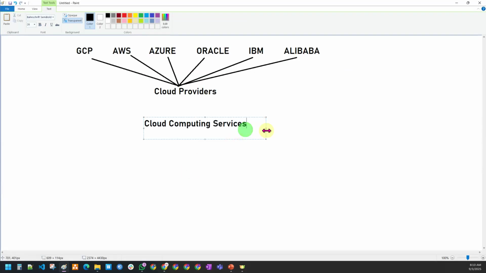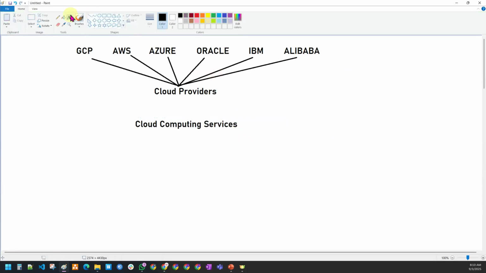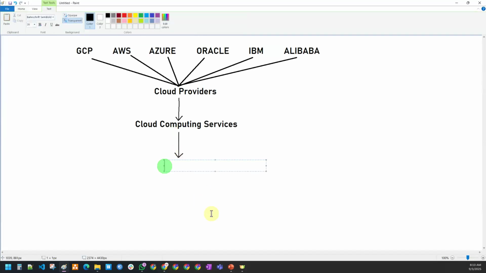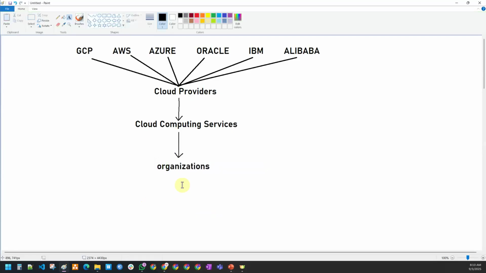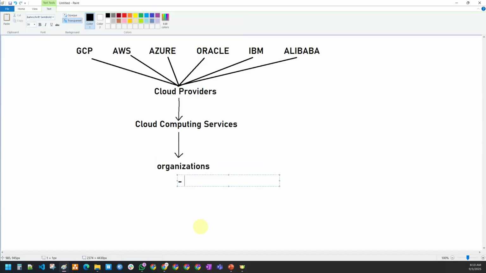So cloud computing services are offered by the cloud providers. And these services are very useful for organizations. You take any organization nowadays, they are making use of the cloud platforms. In your project, you may want to store the data. I have just given you one example. For storing the data, instead of spending a lot of time, money, and effort, you can just go to the cloud platform and use a cloud computing service, right?